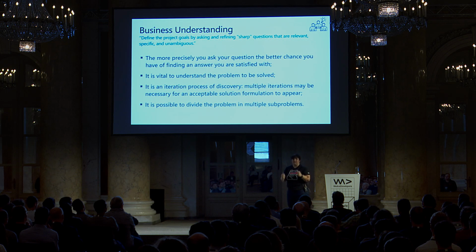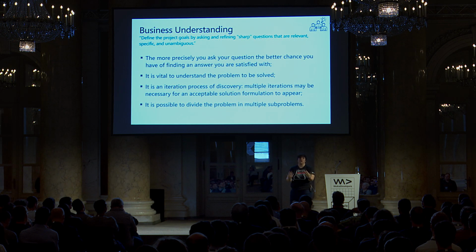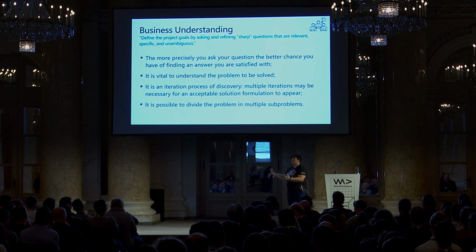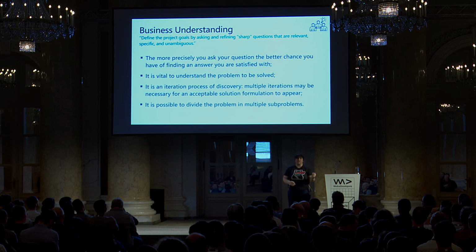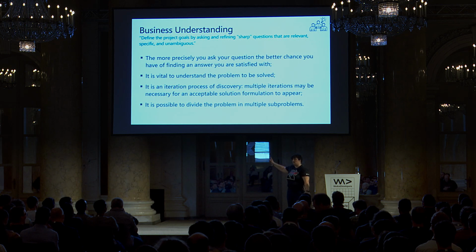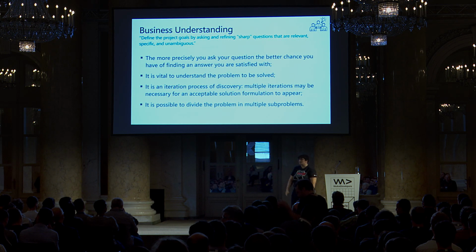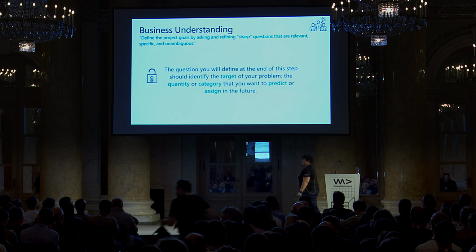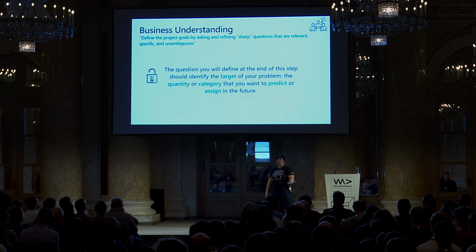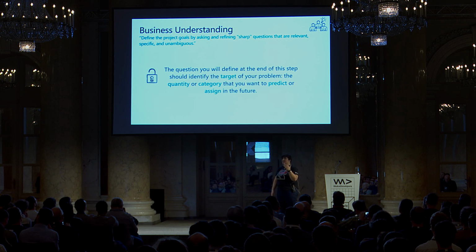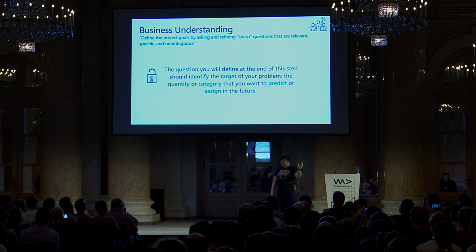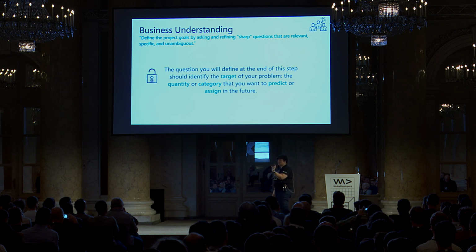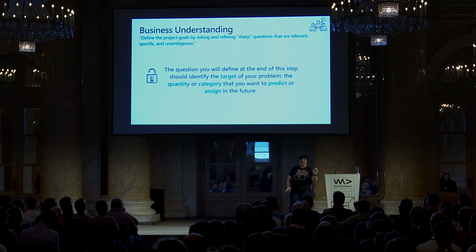But it's vital, as I said to you before, that you understand the problem that you are going to solve. So if you don't have the context, it will be very difficult for you to solve it. The other thing is that the more specific the question is, the easier it will be for you to follow this framework, okay? So at the end of this step, you should be able to have a defined and unambiguous question that will specify a target. And this target will be a quantity or a category that you want to predict or assign. Okay? It's very simple.